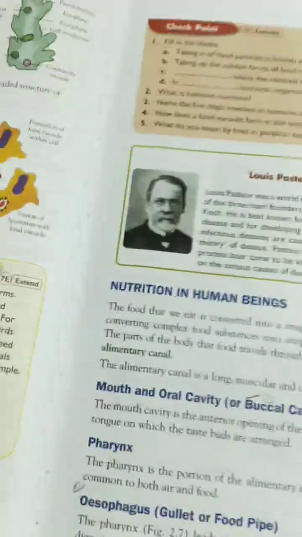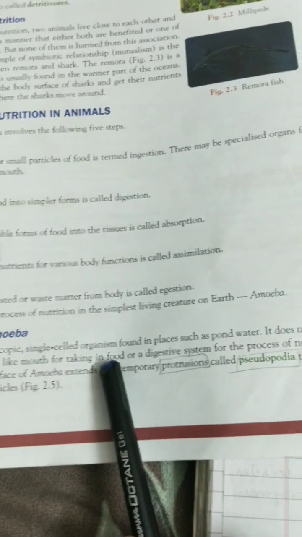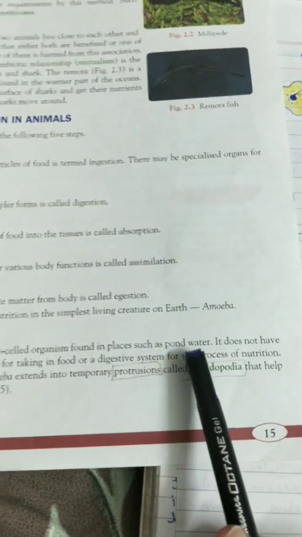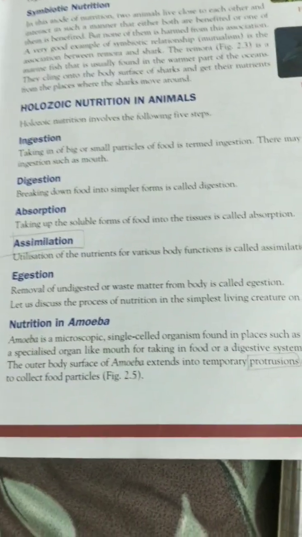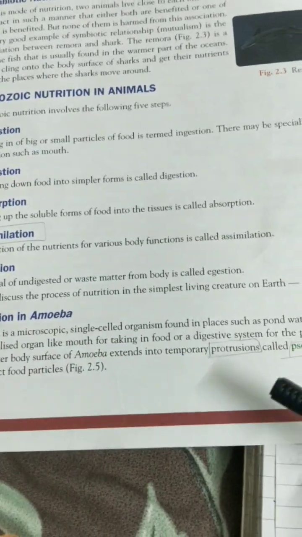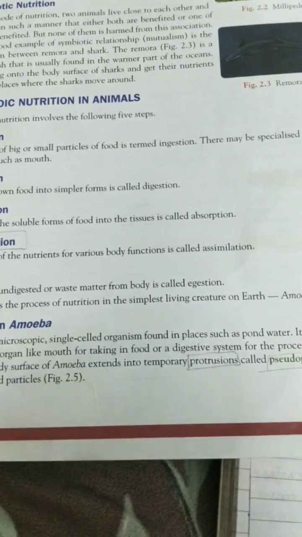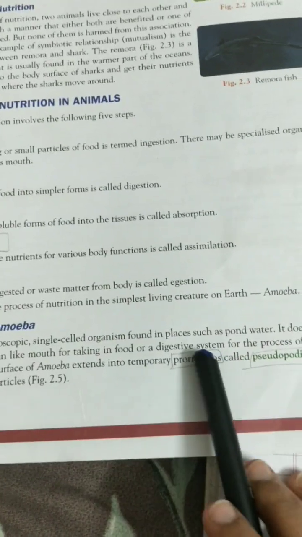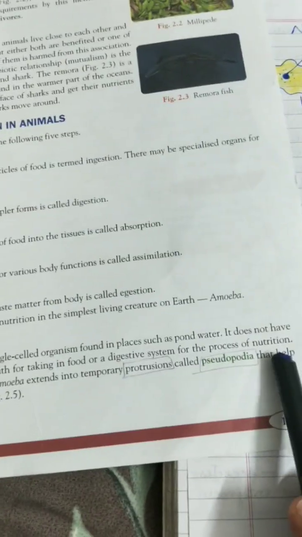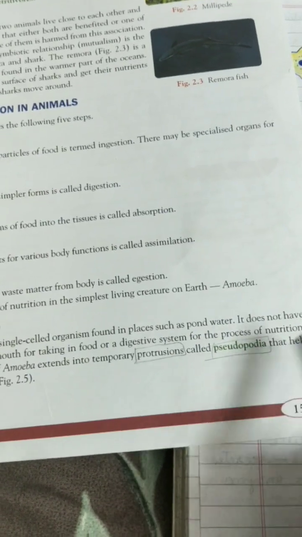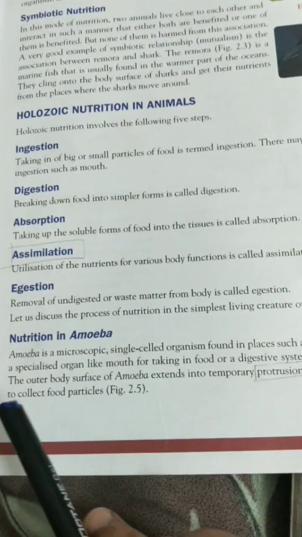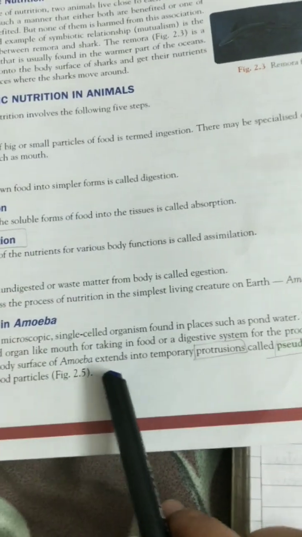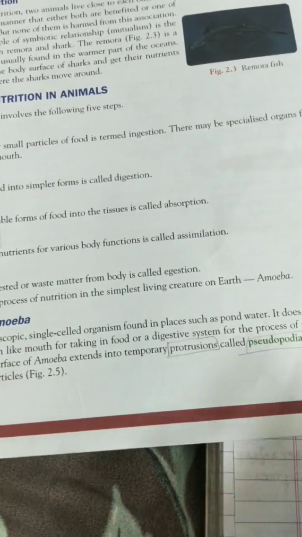Okay, now first of all we are going to see the digestion in amoeba. Amoeba is a microscopic single-cell organism and it is found in places such as pond water, right? It does not have specialized organs because it is made up of a single cell, so it does not have different systems like the digestive system we have. So how does the process of nutrition take place there?